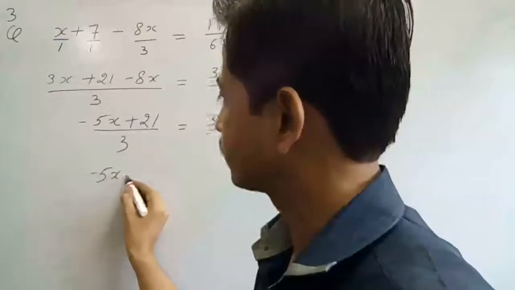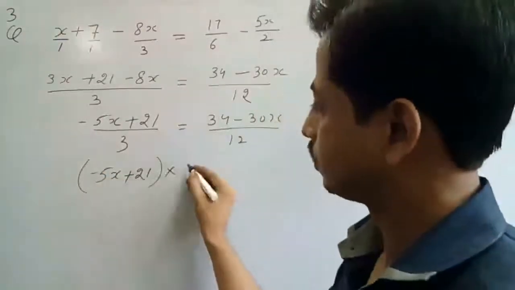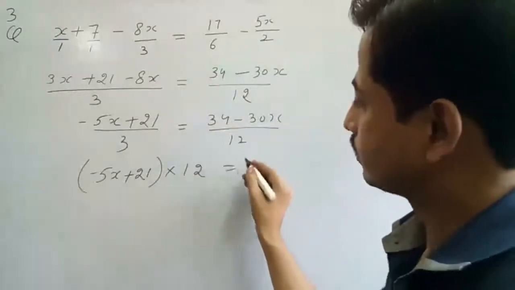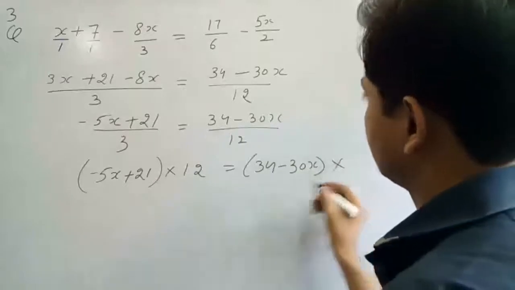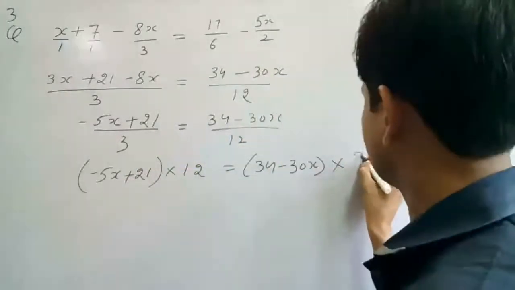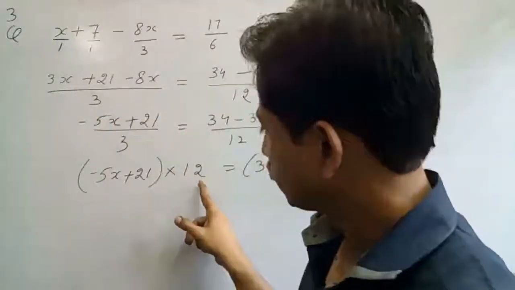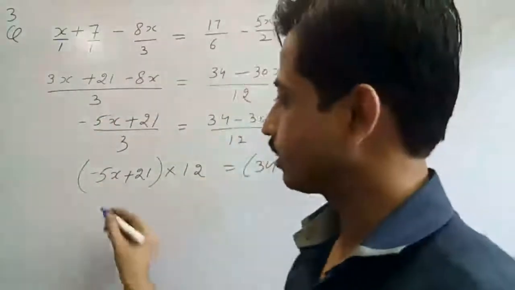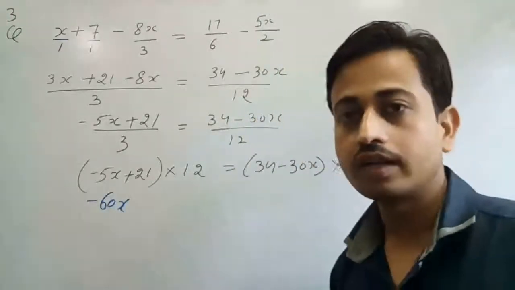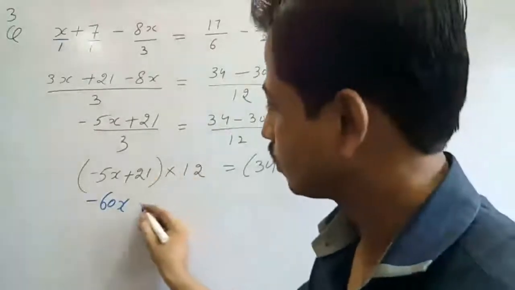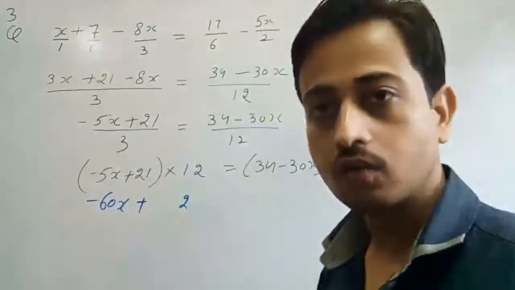Minus 5x plus 21 is multiplied with 12, and 34 minus 30x is multiplied with 3. Now you have to solve it. What's the value? 12 into 2 minus 5, we get minus 60x. Now multiply 21 into 12. 12 ones are 12, carry 1. 12 twos are 24, and 1, 25.